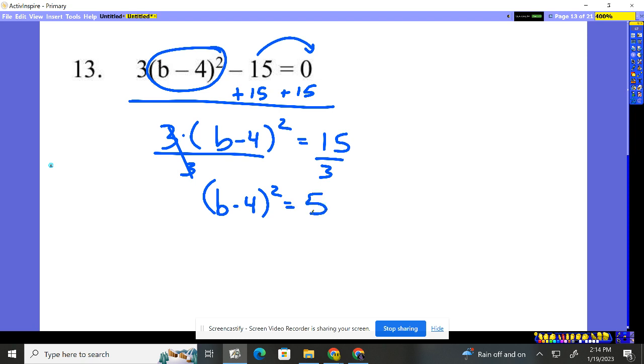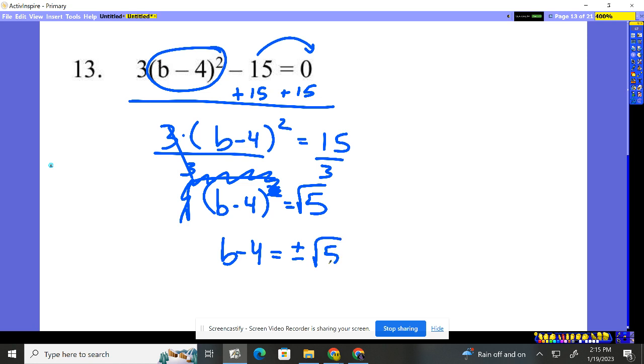Now I need to undo this squaring. How do you undo a squaring? You take the square root. When I do the square root of a squared, it just makes it all disappear and I get just b minus 4. But since I took the square root of the left, I must take the square root of the right. And I must remember, if that had been like a 16, I would have had a plus 4 or minus 4. There's always the positive root and the negative.